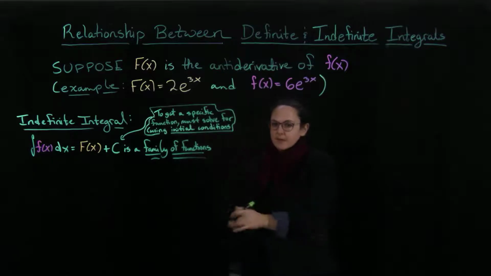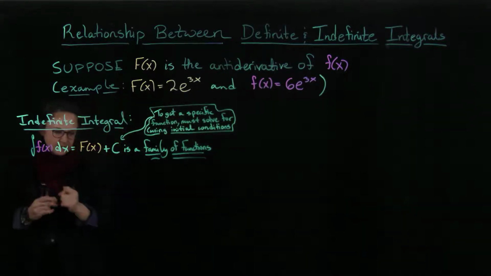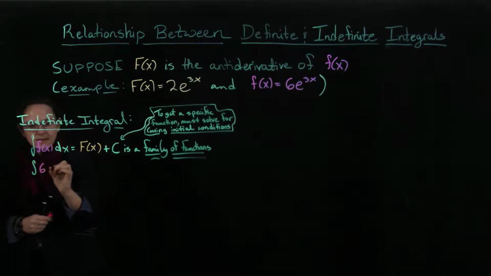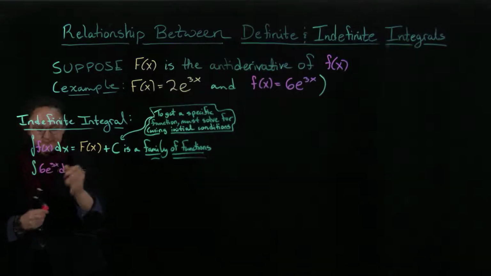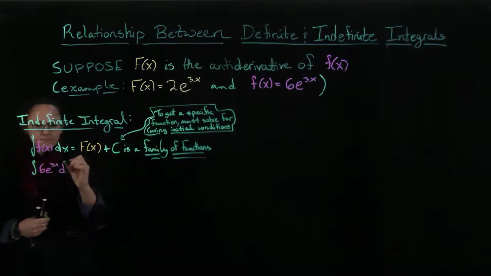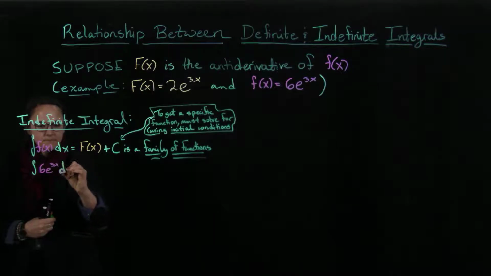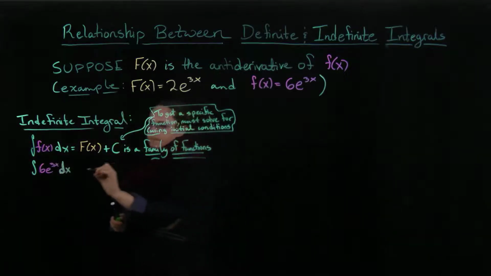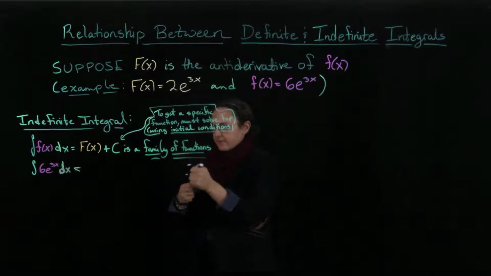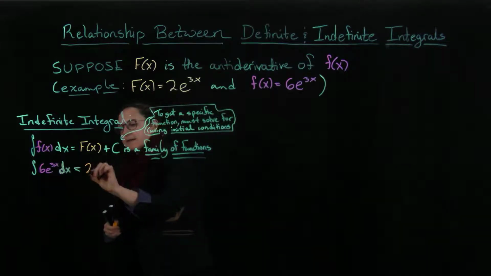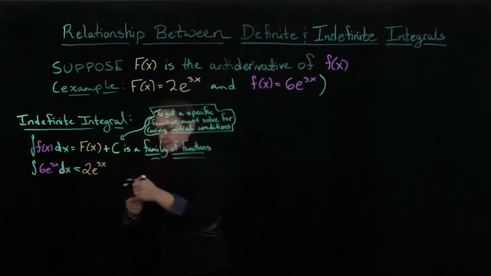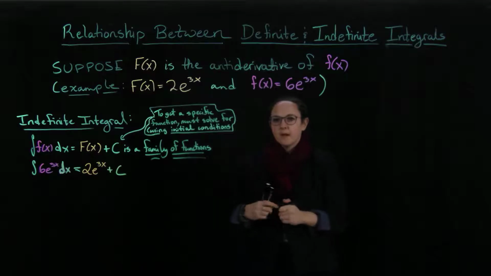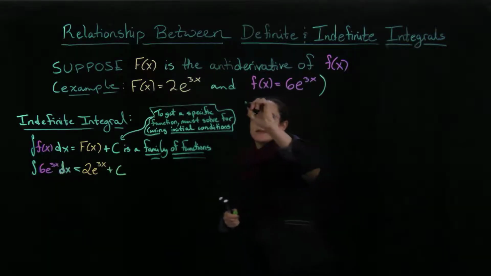So in our example up here, what does that look like? When we have the integral of 6e to the 3x dx, this is going to equal our antiderivative from up there, so we have 2e to the 3x plus c.